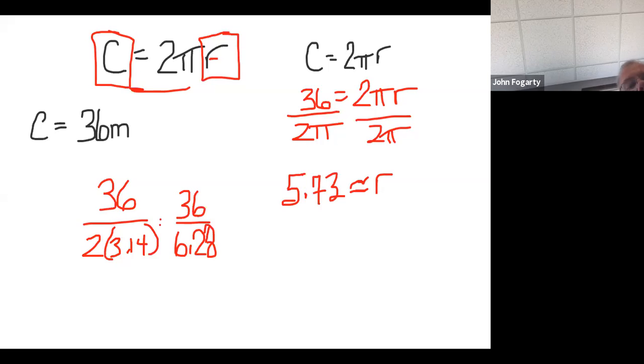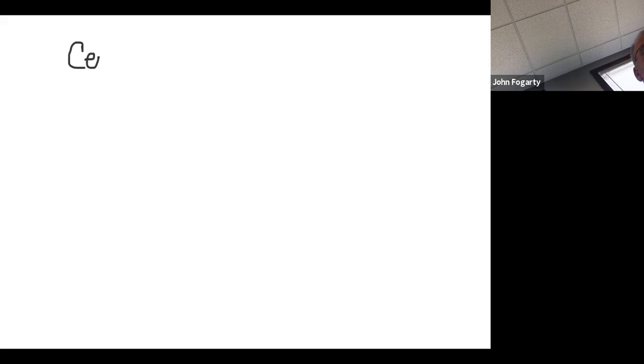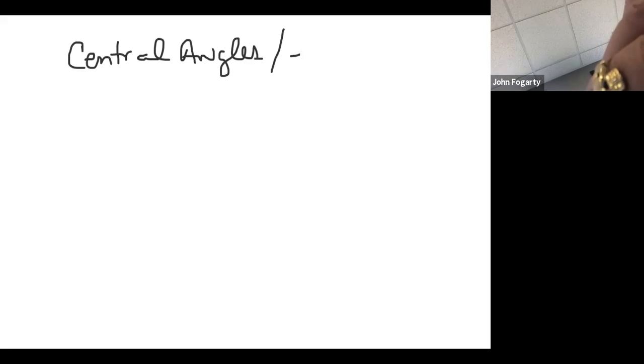Alrighty. And then, of course, fellas, if you know the radius, do you know the diameter? Yes, you do. Why? Because the radius is 1/2 the diameter. So if you know the diameter, you know the radius. Okay, good. Next thing we talked about, central angles and arcs.